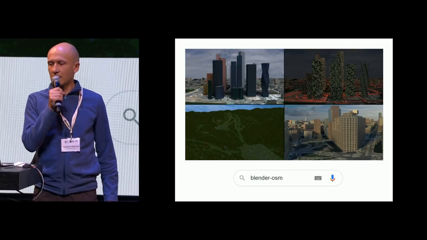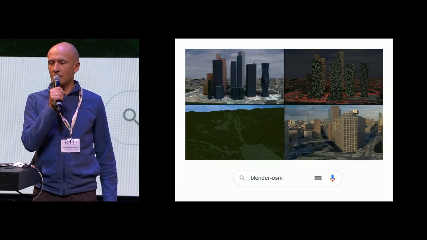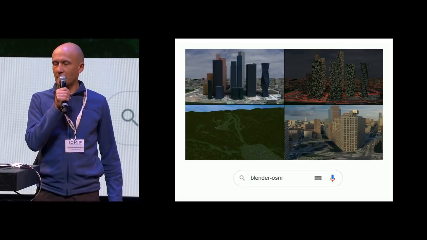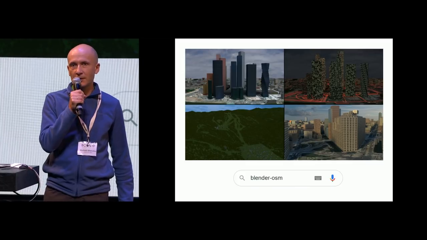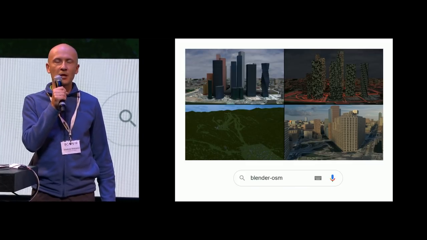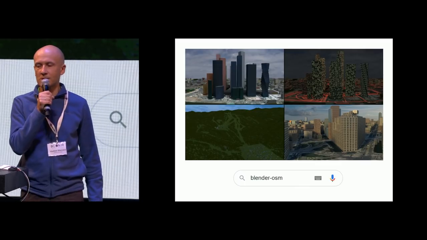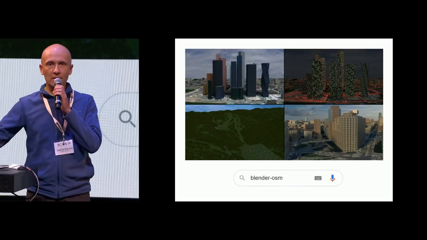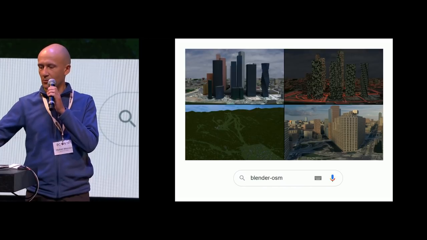OSM is OpenStreetMap, a wiki-alike map of the world created by thousands of volunteers around the world. And the add-on doesn't just import OpenStreetMap data into Blender. It also imports terrain, places some simple textures on the buildings, and can also plant trees. But those features I presented a year ago, and now I wanted to talk about new features that are under development right now. I wanted to bring diverse building facades to my add-on.